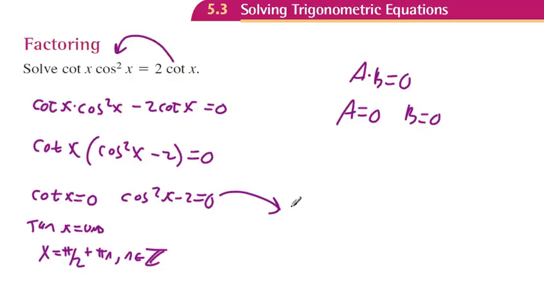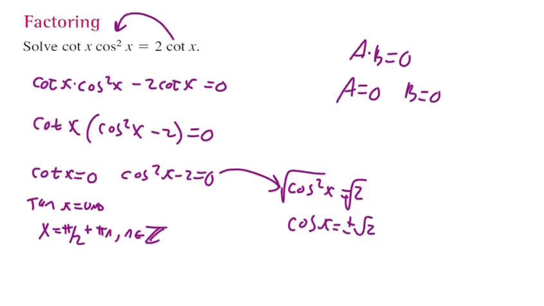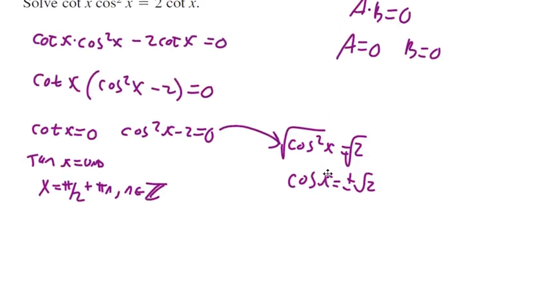All right, so let's take this one over here now. I'm going to add 2, so cosine squared of x equals 2. And I'm going to take the radical of both sides, which means that we will need to introduce the plus or minus. So cosine of x equals plus or minus radical 2. All right, so the cosine of what is plus or minus radical 2? Well, if you think about it, nothing.